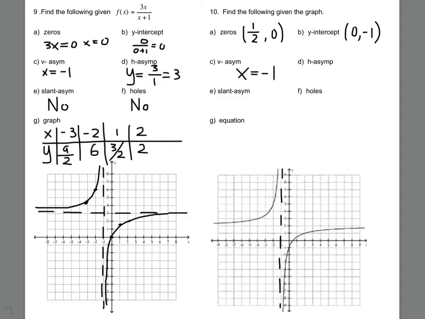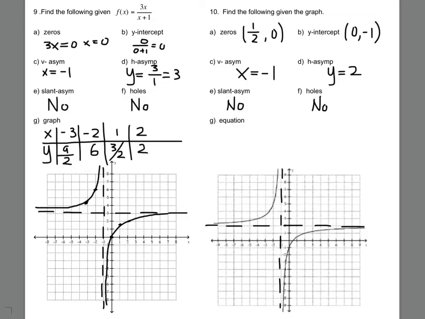Horizontal asymptote. Is there a horizontal asymptote? Yeah, I do see a horizontal asymptote. As I try to graph it, it looks like it's y equals 2. Is there any slant asymptote? Since you already have a vertical and horizontal asymptote, there won't be a slant asymptote. Are there any holes on the graph? No. So how do I write the function?